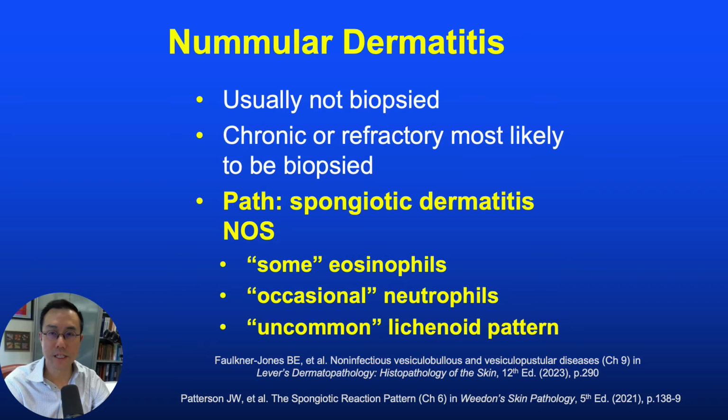The histopathology of nummular dermatitis is that of spongiotic dermatitis NOS, but I put some comments here. So nummular dermatitis may show some "eosinophils," "occasional neutrophils," and "uncommonly" a lichenoid pattern. And I put these adjectives in quotes because it turns out that multiple authors, mutually exclusive from different textbooks, have used these exact words to describe the status of these cells and patterns in nummular dermatitis.